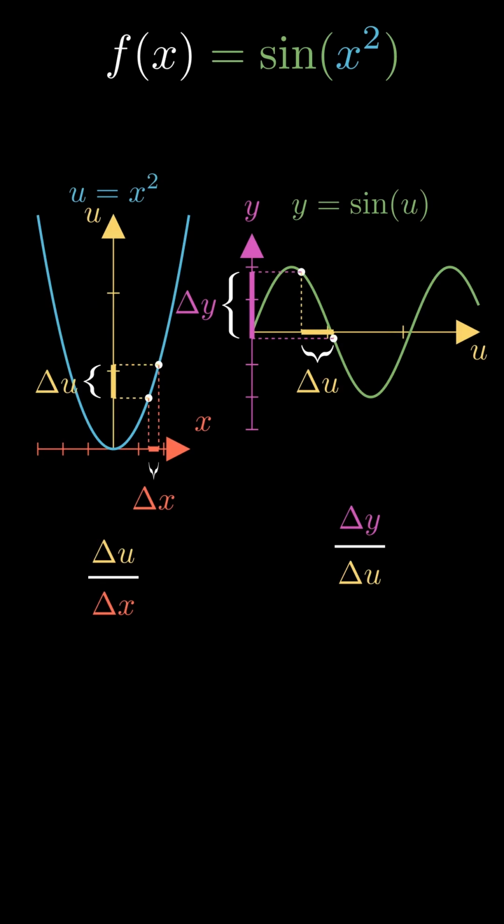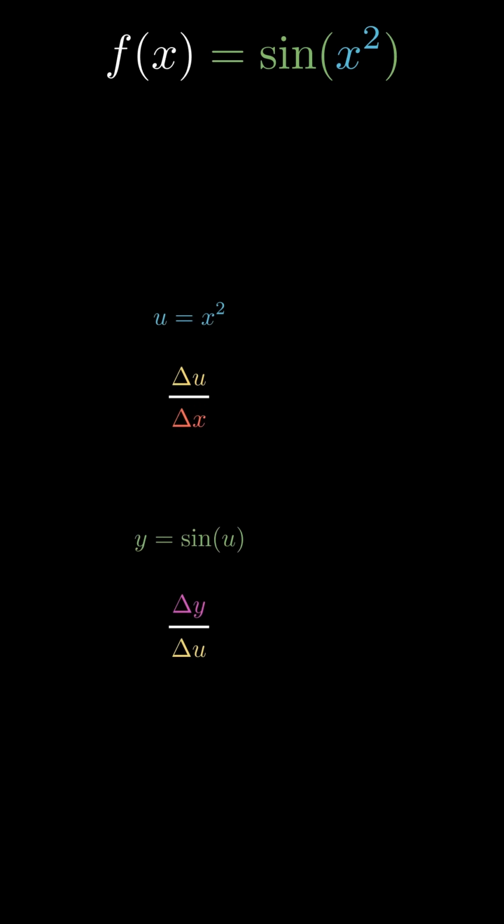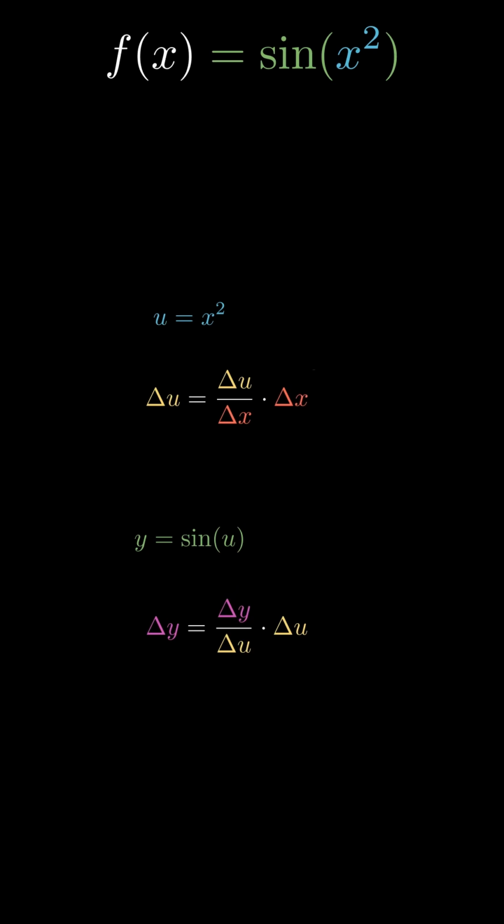Now place the two stages together. The first function produces delta u. The second function receives that same delta u. That shared change is the link connecting the two stages. The first relationship gives delta u from delta x. The second gives delta y from delta u. Both stages share the same delta u, so they connect naturally.